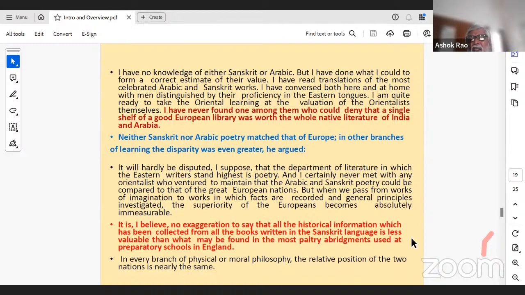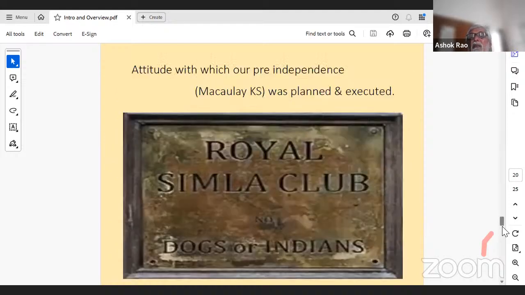So it is with a very arrogant and contemptuous colonial superiority mindset that we were ruled by the British. You see here, this is the entrance to the Simla Club, Royal Simla Club. No dogs or Indians. Okay? This is the way people planned our life for about 150 years.